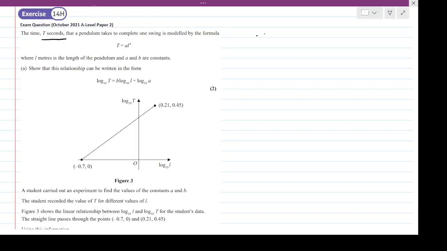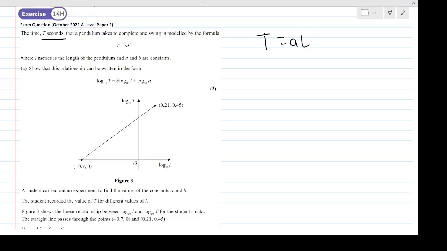It's given by this formula, right? T is AL to the B. I'm going to do capital L because otherwise it's just going to look like 1. AL to the B, and L is the length in meters. So there we are. I always underline the units: underline the units for t in seconds and L in meters. They might catch you off guard.